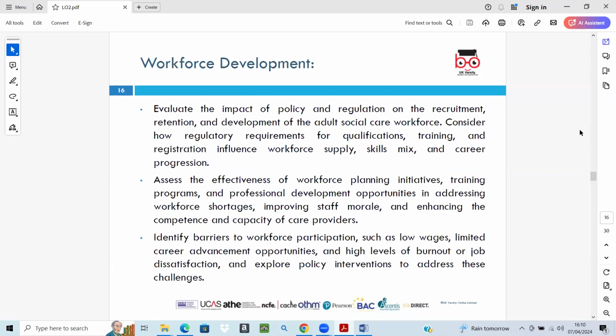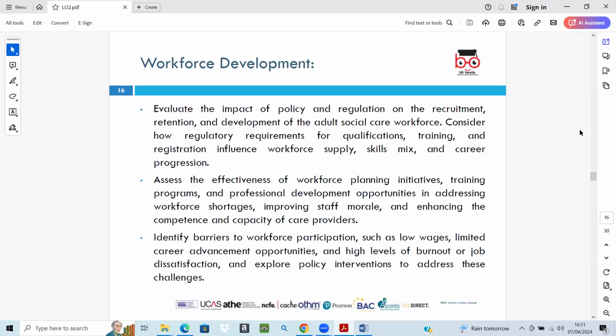Then workforce development, right? For the workforce development, we have to evaluate the impact of policy and regulation on the recruitment, retention, and development of the adult social care workforce. So the impact on recruitment, retention, and development. And we always need to examine how regulatory requirements for qualification, training, and registration affect workforce supply. So whether these requirements help ensure a skilled workforce or create barriers to entry.